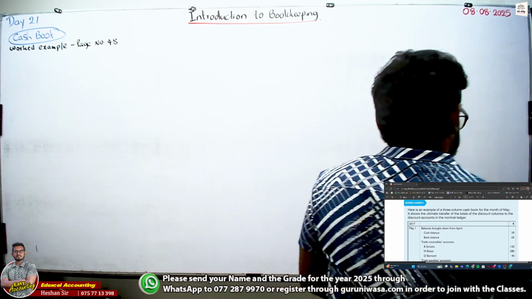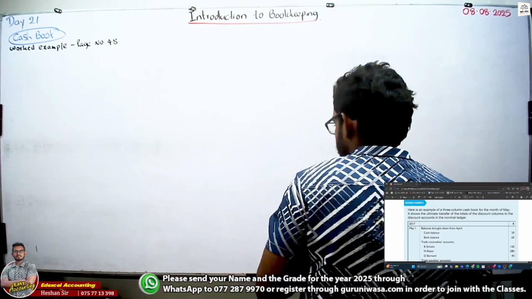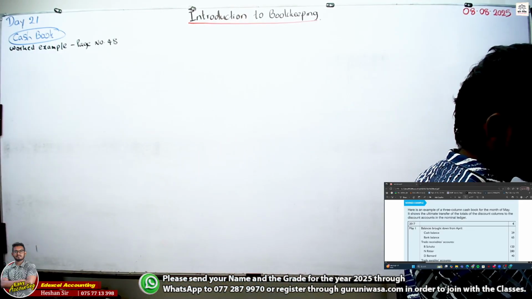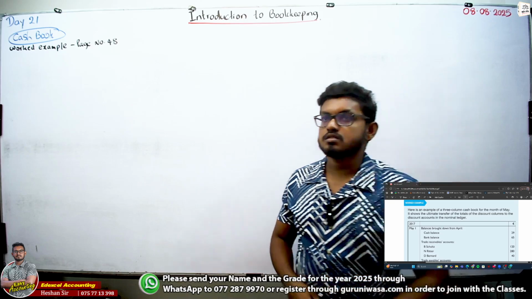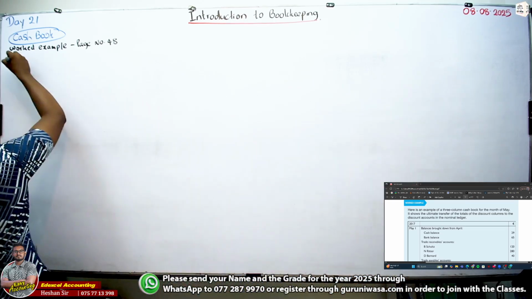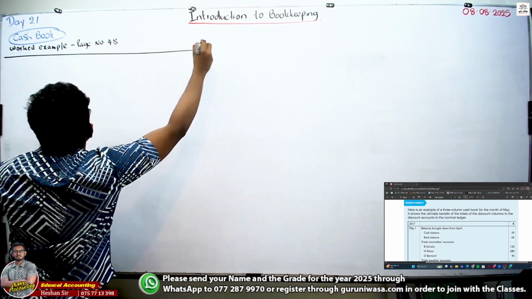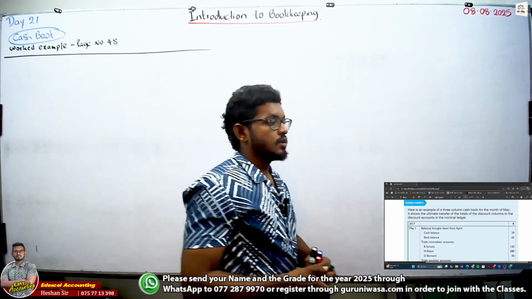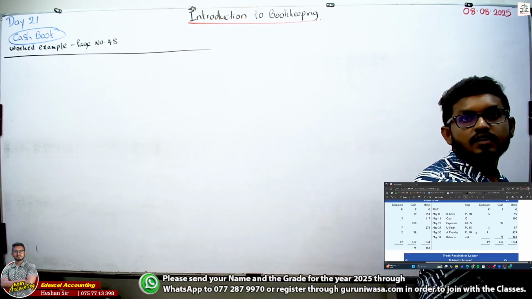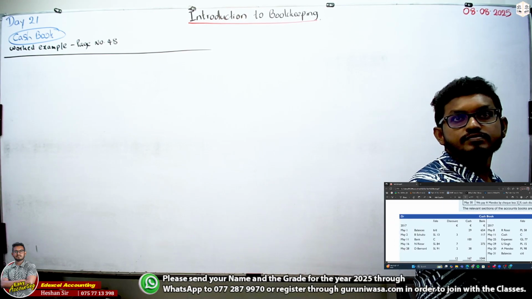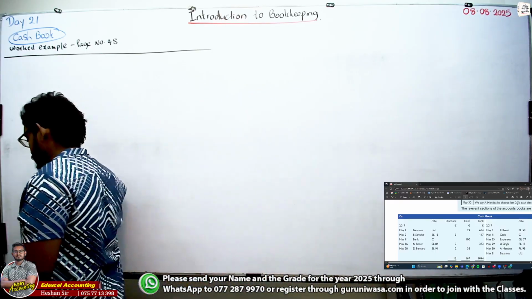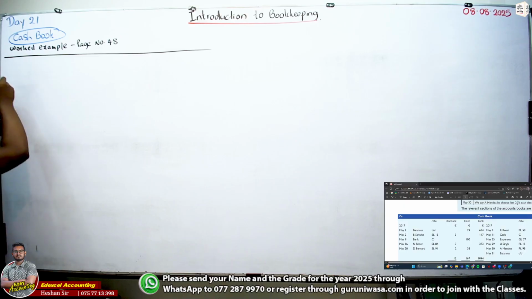So let's draw the three-column cash book. Cash book means this is actually a three-column cash book, right? So there are three columns. You can draw date, detail, ledger folio. So folio means the page number. I'll tell you what it is.